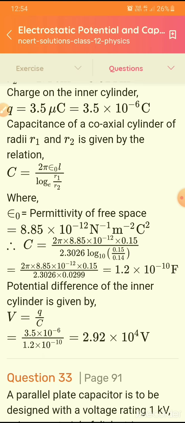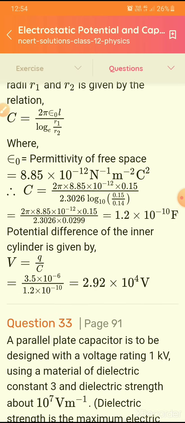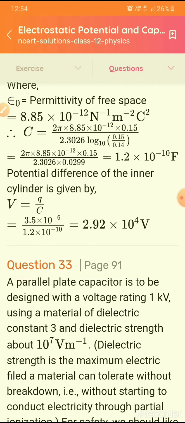So the potential of the inner cylinder V is equal to Q divided by C. The Q value is 3.5 into 10 to the power of minus 6 divided by 1.2 into 10 to the power of minus 10. This gives the answer V is equal to 2.92 into 10 to the power of 4 volts.